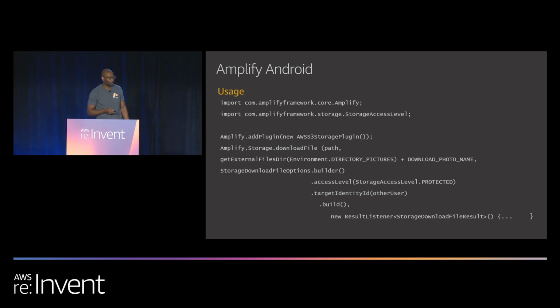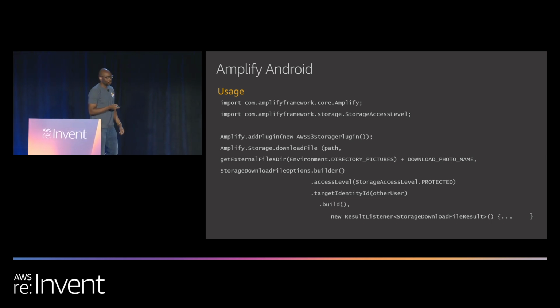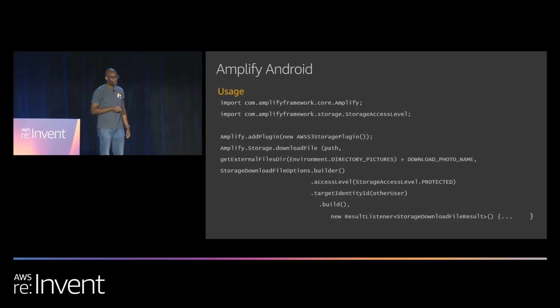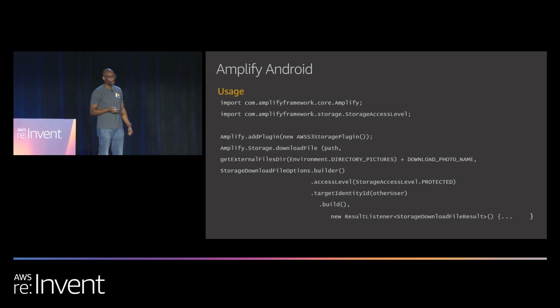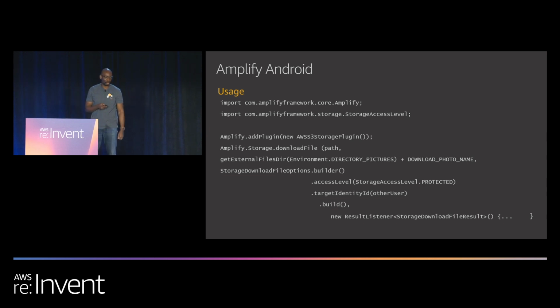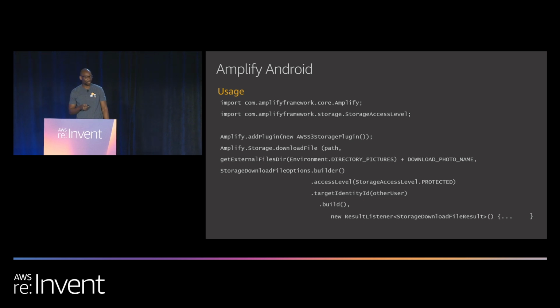They can actually read the objects that are uploaded to the S3 bucket. So again here, we do Amplify add plugin, specify the AWS S3 storage plugin, and then simply call Amplify storage download file. We specify the path, specify where we want to store the file once we've downloaded it, and then specify the options. Throughout the code, you'll see that we use the builder concept quite a bit. We have a builder that we use to specify the access level and the target identity ID. So if I want to see files for another user, I can simply provide his identity ID if I have the permissions to do that. Then I call build, and then I specify the result listener.